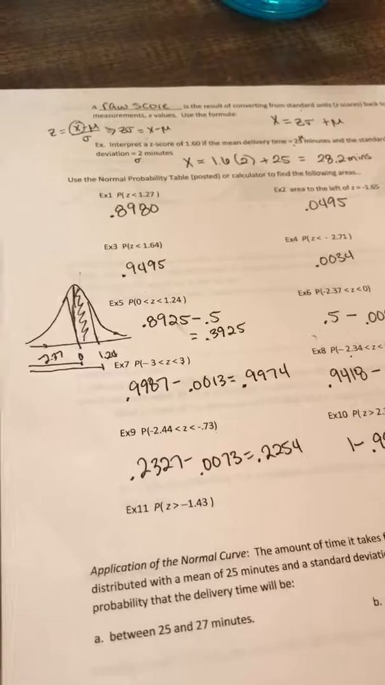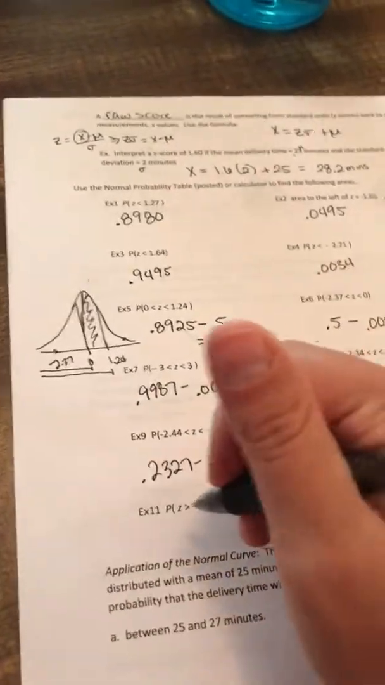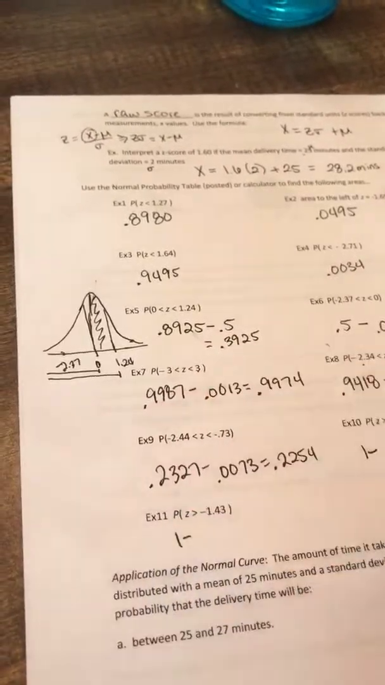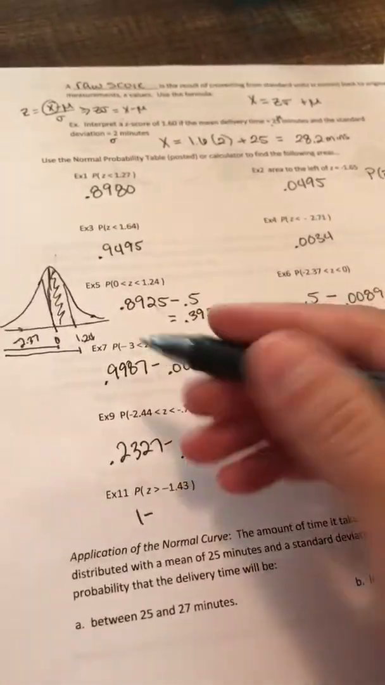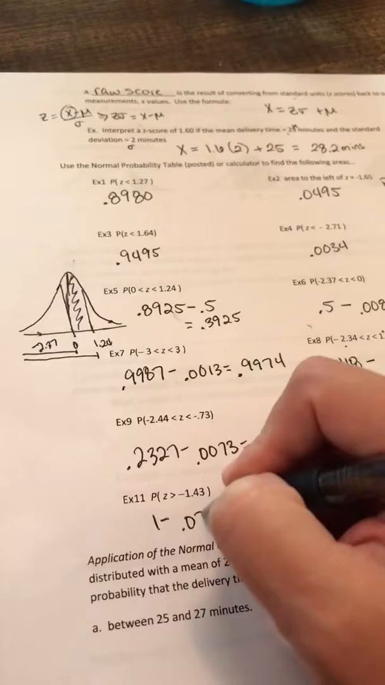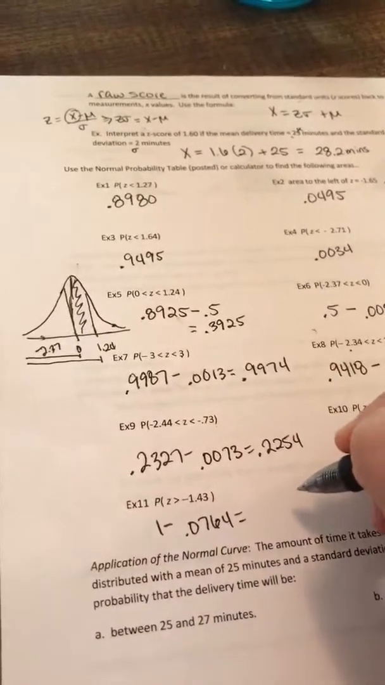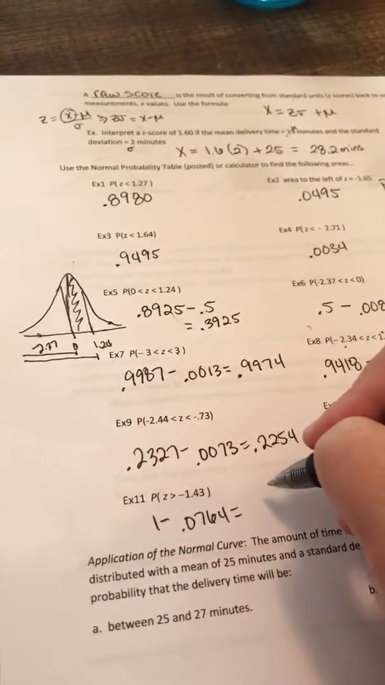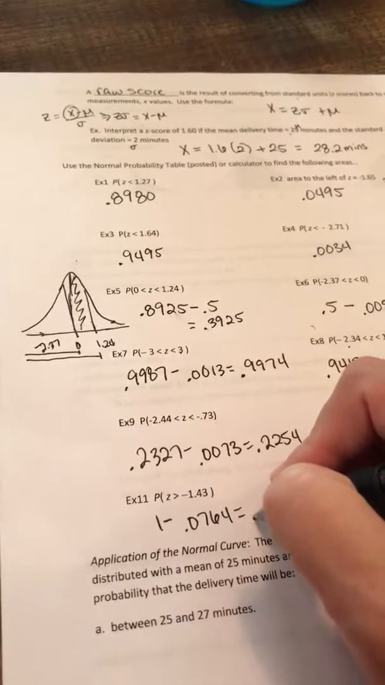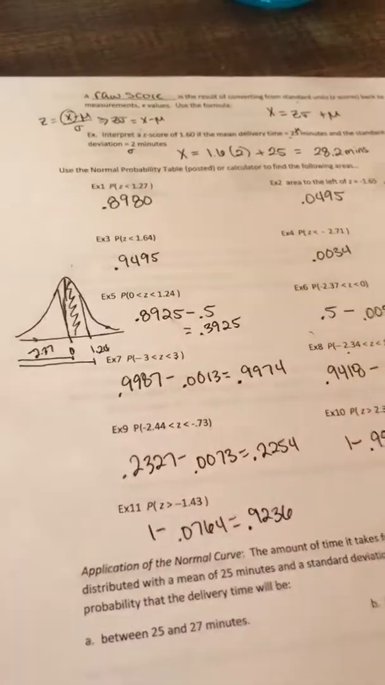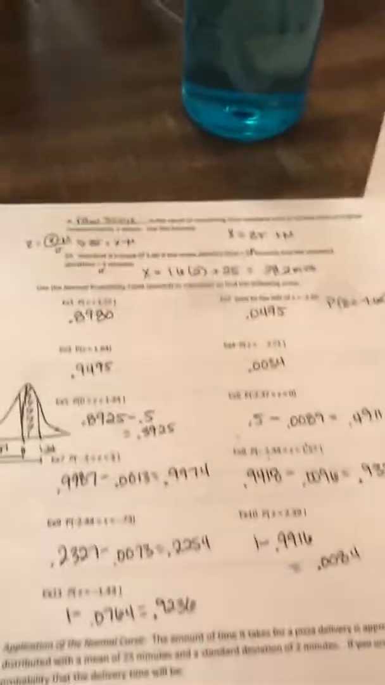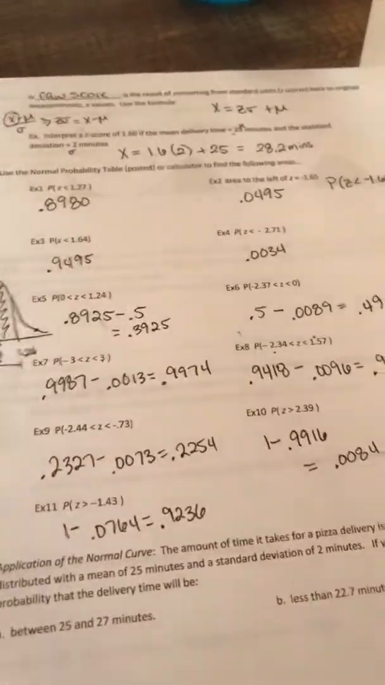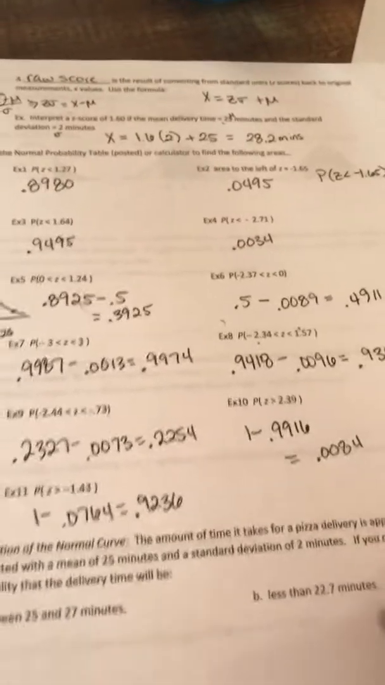For greater than negative 1.43, same thing. We're going to do 1 minus whatever's to the left. So look up the value for negative 1.43, which should be 0.0764. If you subtract that from 1, you get 0.9236. So that's just how to use the chart or calculator. I showed you how to do it on the calculator too, just so you know.